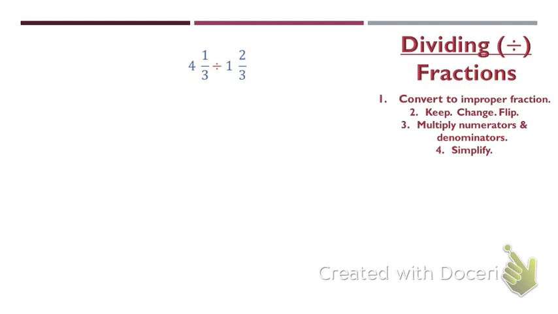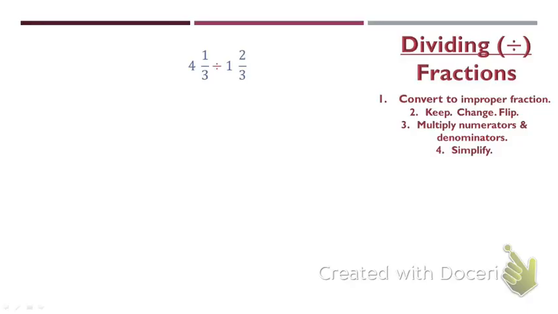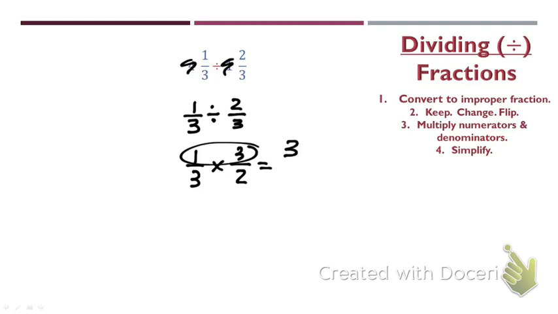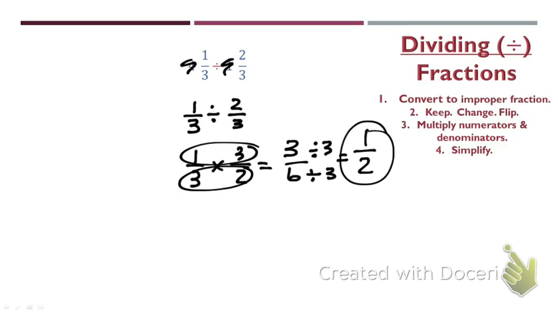Dividing fractions. Let's get rid of these whole numbers just to make things easier. Let's see if it works out this way. We're going to have 1/3 divided by 2/3. Your rule is to remember keep, change, flip. So change our sign and flip our second one. Multiply straight across. So we get 3, 3 times 2 we get 6, and always simplify. So 3 goes into both, so we get 1/2 as our answer.